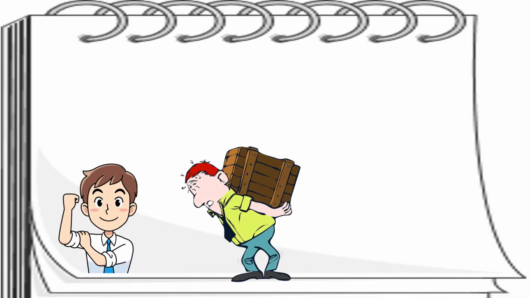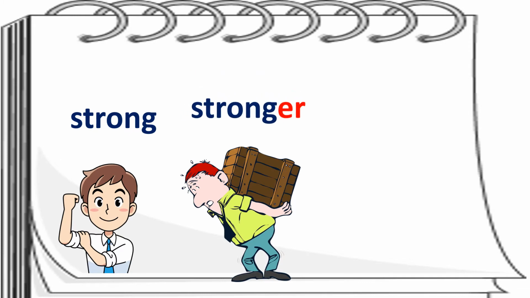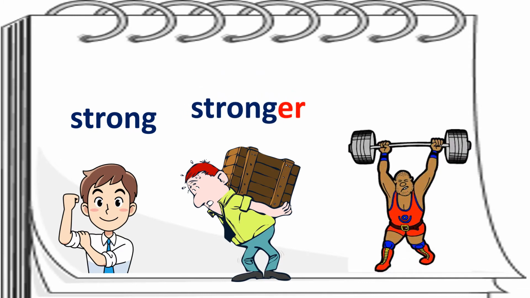Here we have a boy and a man. So we can say the boy is strong, but the man is stronger. So we added er to the adjective. Here we have another man. We can say this man is the strongest. We are comparing three people. So children, remember when comparing two things or two persons, we add er to the adjective. And when comparing more than two things or more than two persons, we add est. So we have strong, stronger, and strongest.